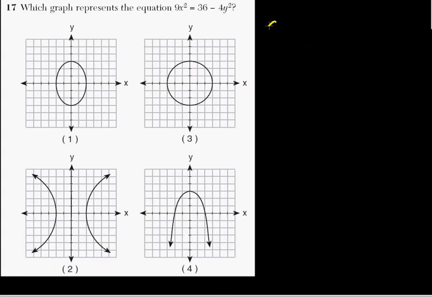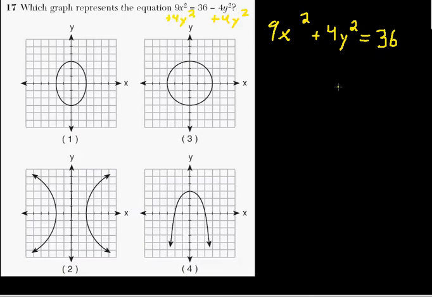So we have 9x squared. I'm going to add 4y squared to both sides. So I have 9x squared plus 4y squared equals 36. So I just took this equation and I added 4y squared to both sides, and then I'm left with 36.